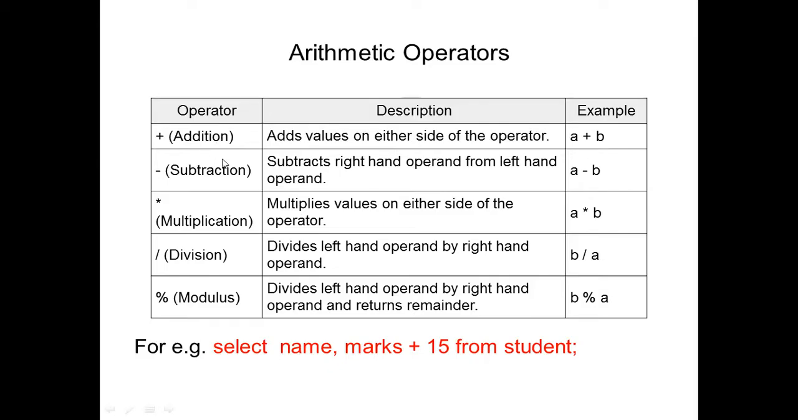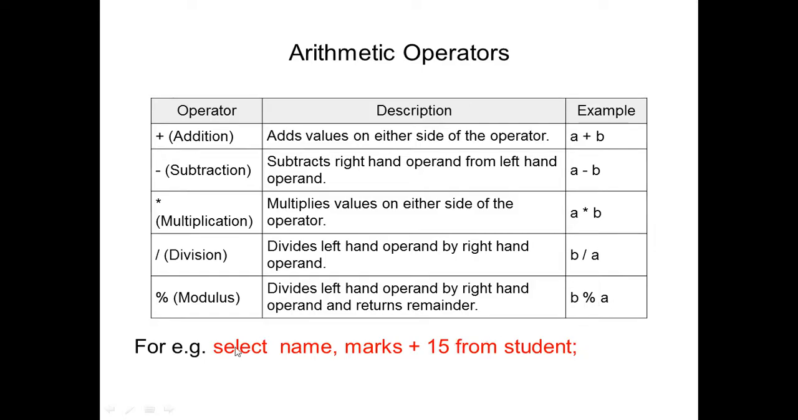Suppose addition is there, means it adds the values of two operands. Now the example is a plus b, means this plus is the operator and a and b are the operands. Means a and b is the input. Same thing is there for the subtraction, multiplication, division and modulus. Now what does this modulus do? It divides the left hand operand by the right hand operand and returns the remainder. Means this b can be divided by a and the output is the remainder.